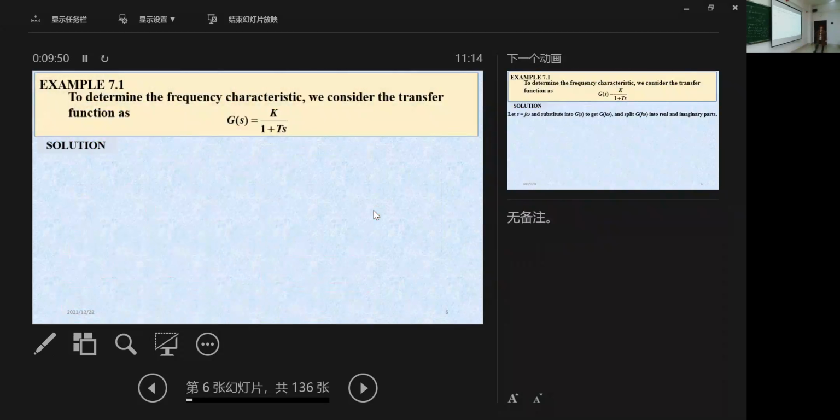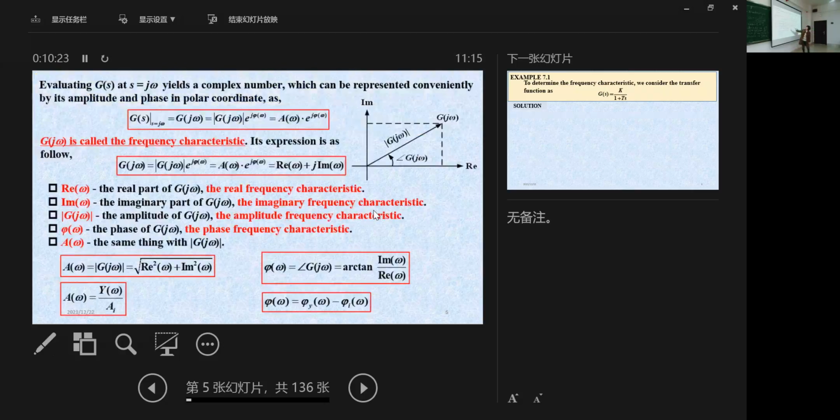Okay, let's see an example. To determine the frequency characteristic, we consider the transfer function as here. What typical link is it? Yes, inertial. So T is the time constant and K is the proportional gain. Then how to get G(j omega)? What is the frequency characteristic? Let s equal j omega.